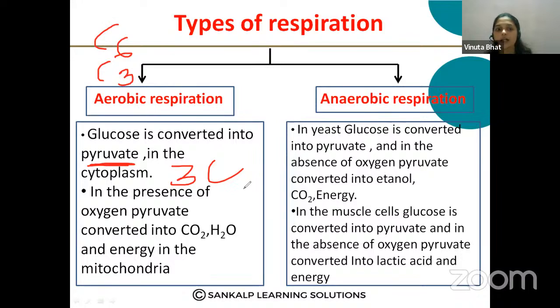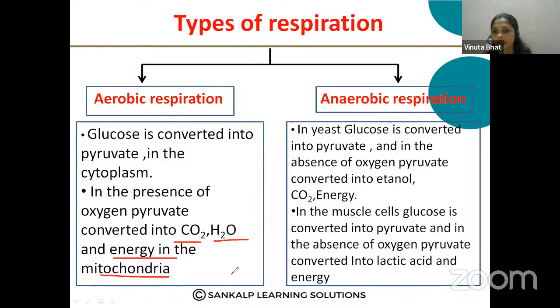Okay, so this 3-carbon molecule pyruvate, in the presence of the oxygen, is converted into carbon dioxide, water and the energy in the mitochondria. Pyruvate further divides and energy is released in the mitochondria. You know that mitochondria is called the powerhouse of the cell, right? So this is the aerobic respiration.